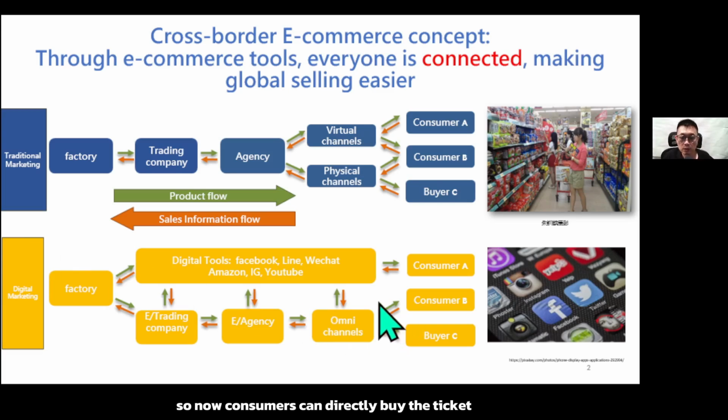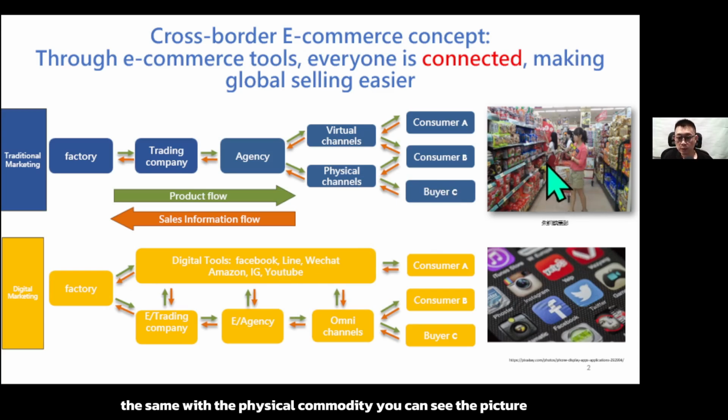So now consumers can directly buy the airline ticket, buy a hotel room online, and even buy the local tour guide or different kinds of traveling programs. You can join the local tour, or you can buy different services like Wi-Fi, or buy the local ticket, transportation service, different kinds of services you buy online. And lots of travel agencies also use digital tools to sell. So it's almost the same as physical commodities.